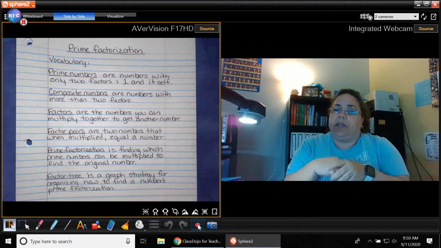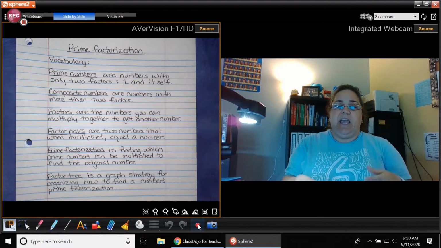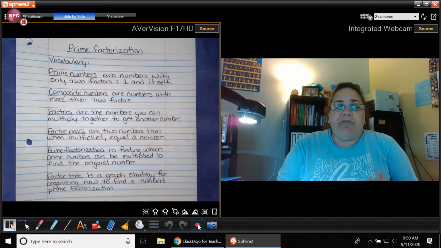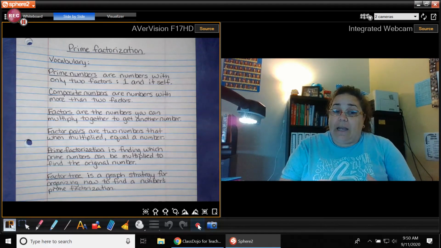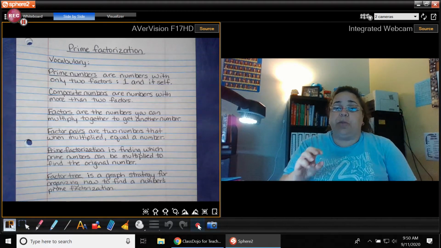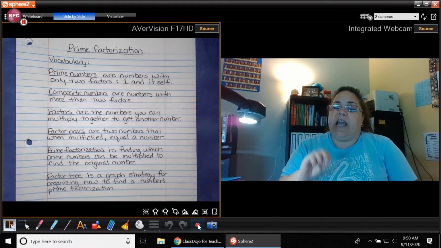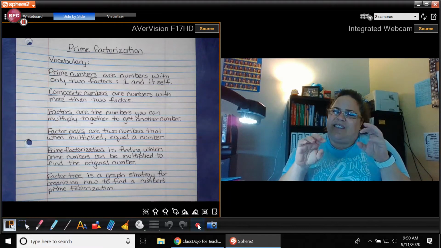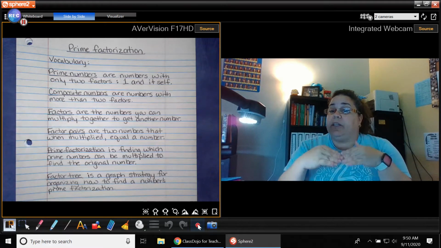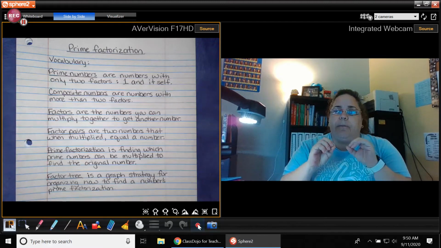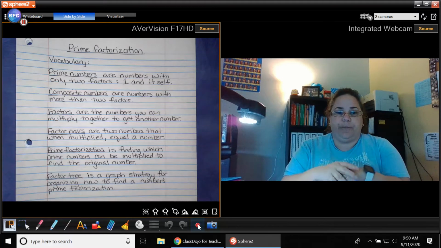factorization, which is what we're really going to be working on today, is finding which prime numbers, not composite numbers, which prime numbers can be multiplied to find an original number, okay? And that sounds a little confusing, but once I give you an example and I show you, I promise it's going to be a little bit more clear to you.